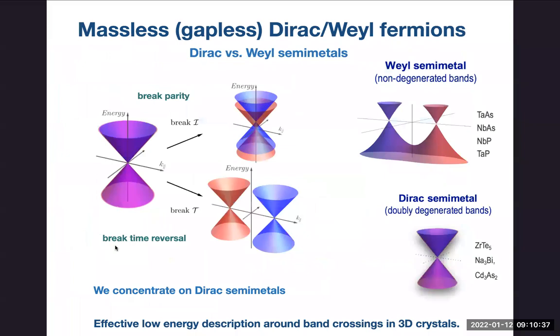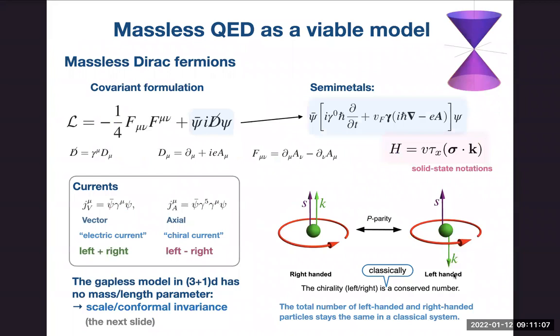Okay, and then one should describe different types of fermions. One can have Dirac fermions and Weyl fermions. The difference between the two is that in Dirac fermions, the two bands of left-handed and right-handed fermions overlap with each other. I'll discuss it a little bit later. And in Weyl fermions, those bands are separated either in the energy direction or in the momentum direction. So I will be talking mainly about Dirac semimetals.